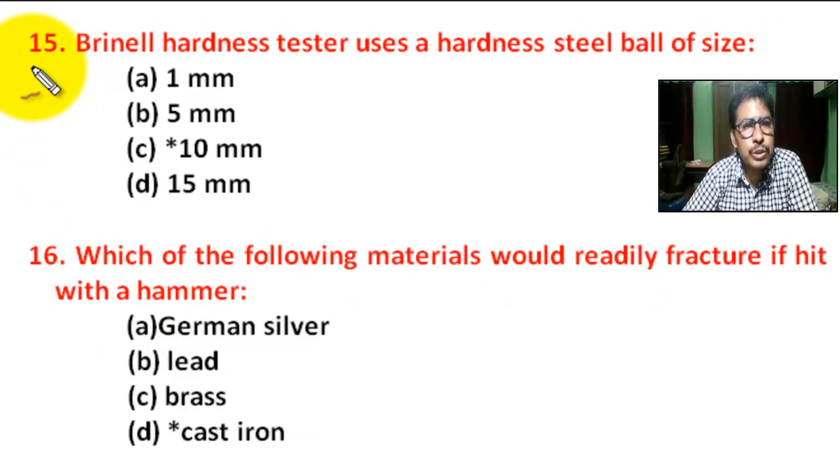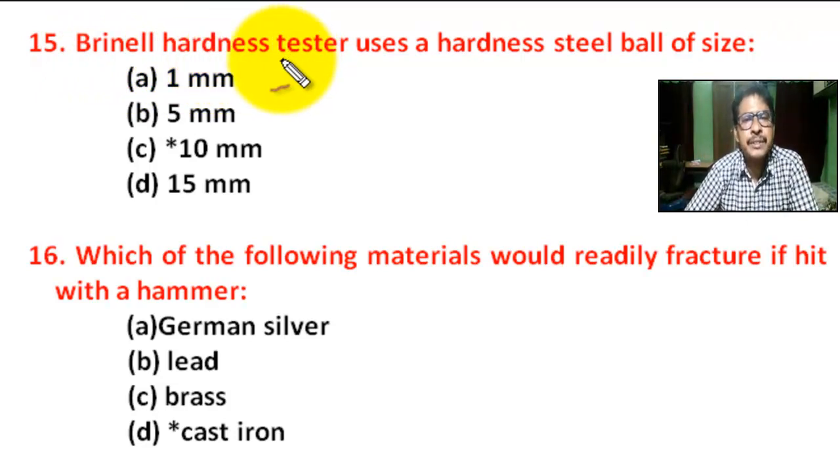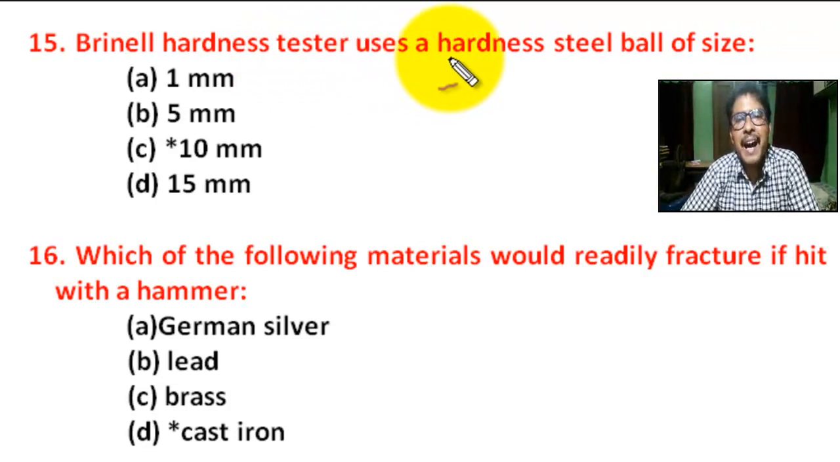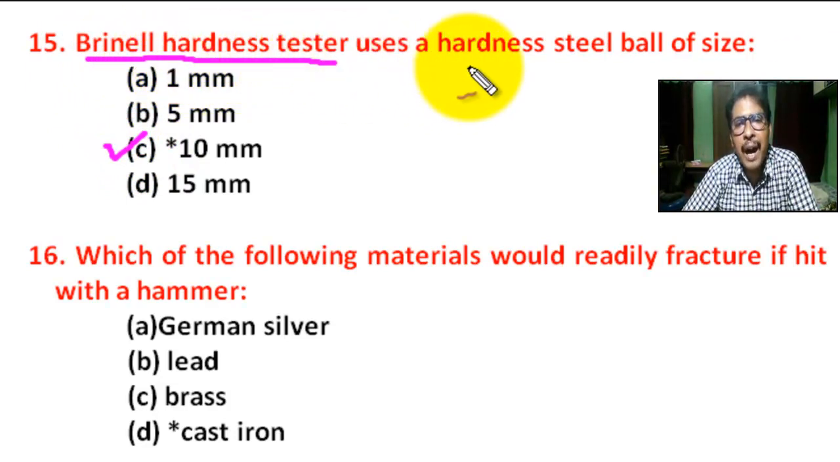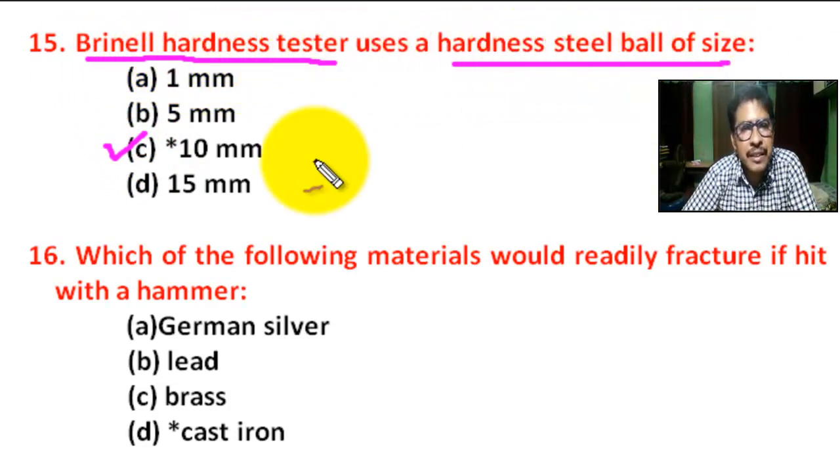Question number 15. Brinell hardness machine, when testing, uses a hardened steel ball of size. There are 4 options. Correct answer is option C. Brinell hardness tester uses a hardened ball of size 10 millimeter.